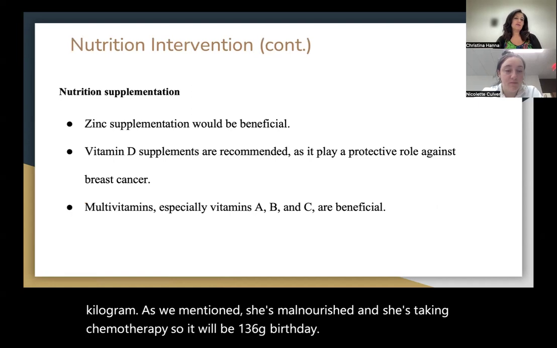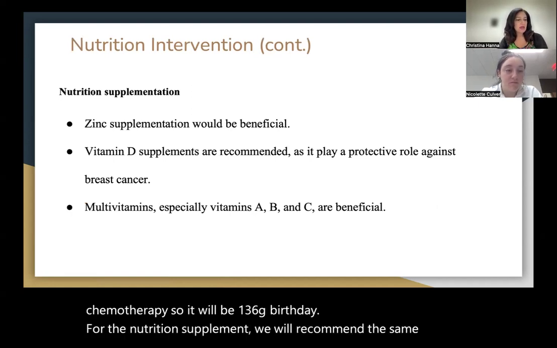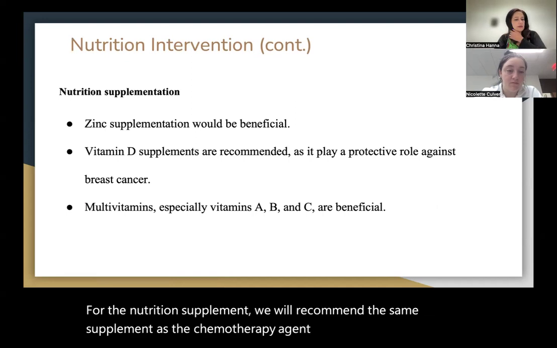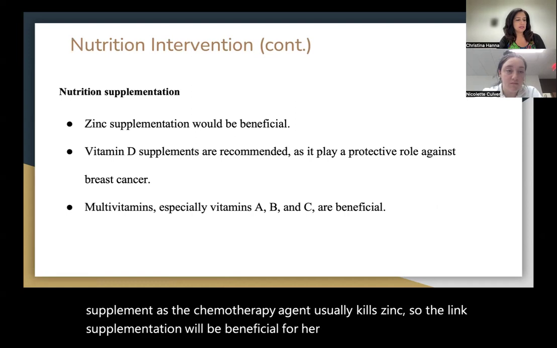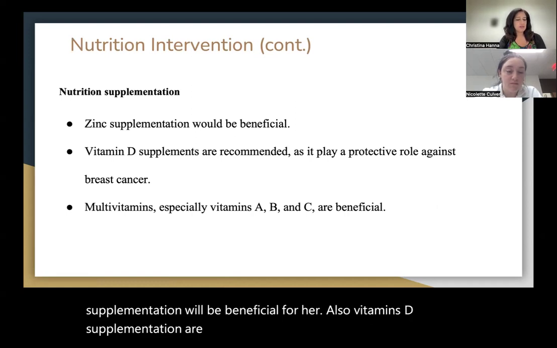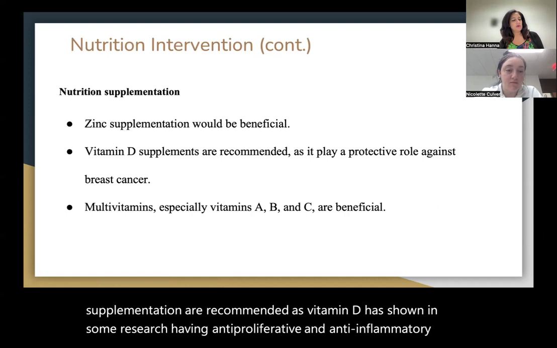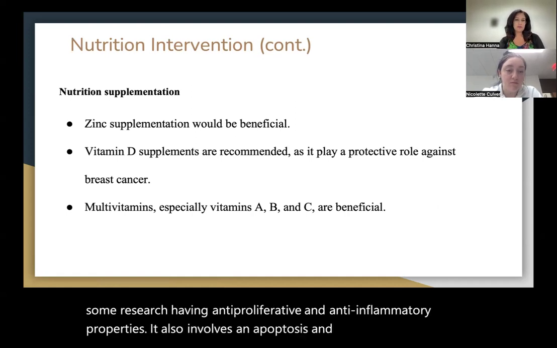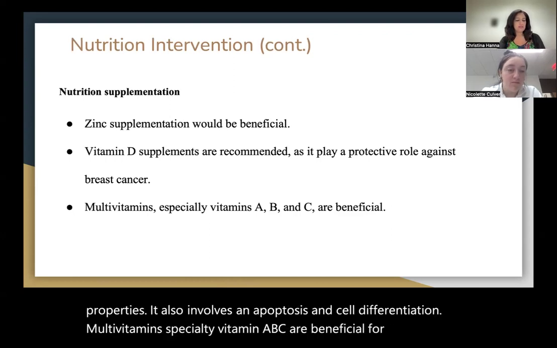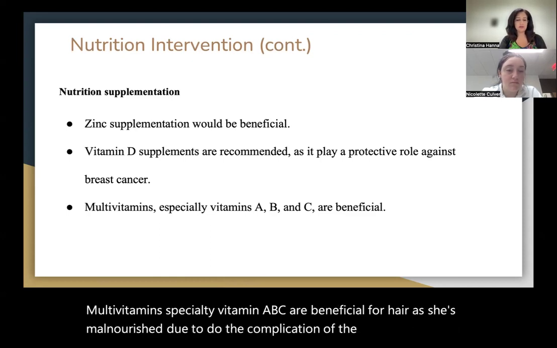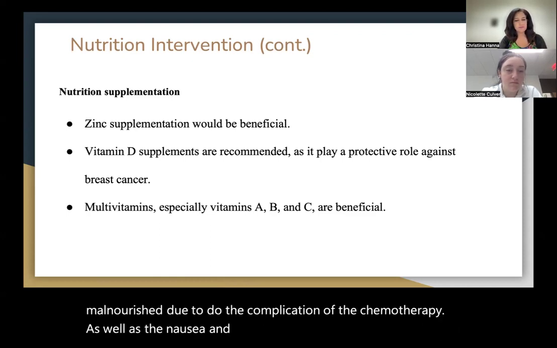For the nutrition supplements, we will recommend zinc supplements, as the chemotherapy agent usually chelates zinc. So zinc supplementation will be beneficial for her. Also, vitamin D supplementation is recommended, as vitamin D has shown in some research to have anti-proliferative and anti-inflammatory properties. It is also involved in apoptosis and cell differentiation. Multivitamins, especially vitamins A, B, C, are beneficial for her, as she's malnourished due to the complications of the chemotherapy, as well as the nausea and vomiting with chemotherapy.